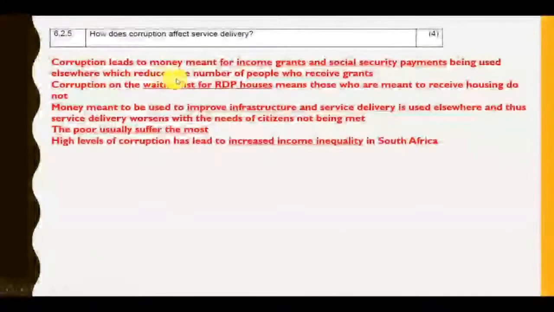Corruption leads to money that's meant for income grants and social security payments being used elsewhere. So that's your first point. This reduces the number of people who receive grants. So if that money for social security grants goes to someone's back pocket and it's not used to pay out grants, people don't get their money every month.